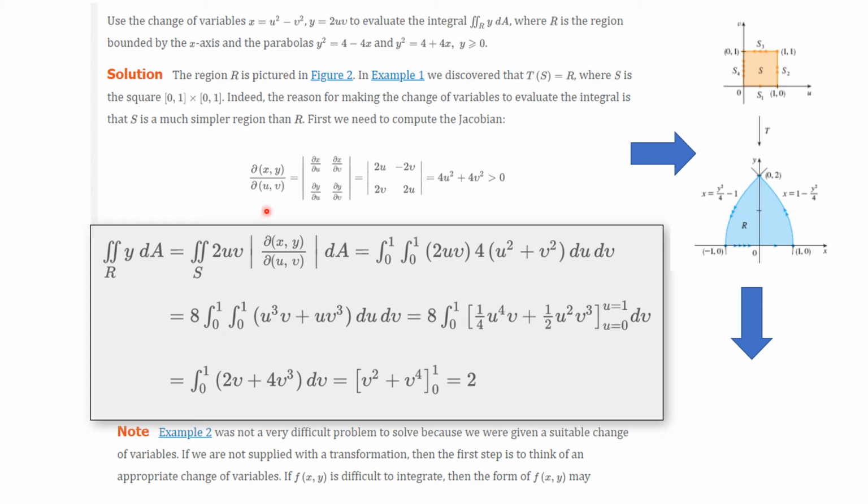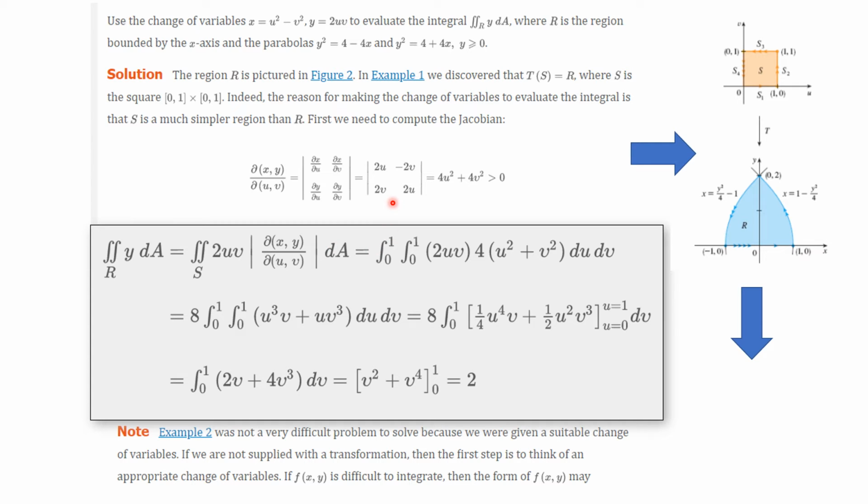So we will need the Jacobian. If we take the Jacobian, we're taking the partial of x with respect to u, and the partial of x with respect to v, and so on and so forth, using these equations here.